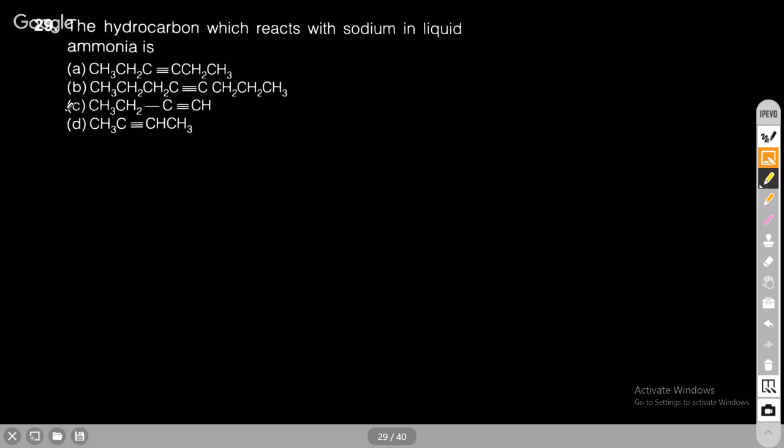We have discussed this today also many times that a terminal alkyne forms salt with sodium and silver compounds, right? So you'll get C minus, Na plus over here. The hydrocarbon which reacts with sodium in liquid ammonia is nothing but a terminal alkyne, you have to keep in mind. So option C is correct. The product you will get here is CH3 CH2 C triple bond C minus Na plus. Only a terminal alkyne forms salts with sodium in liquid NH3. Correct.